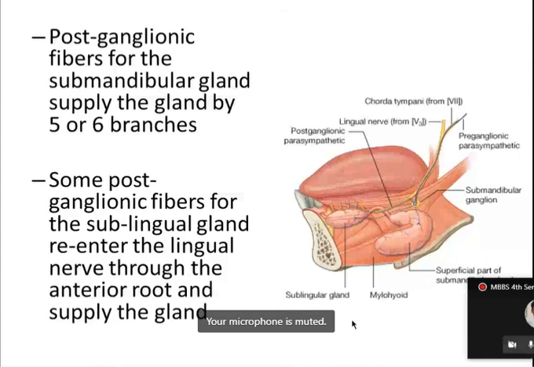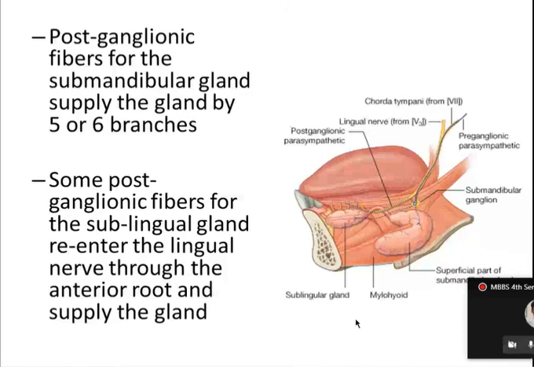So regarding the secretion of the glands, the submandibular gland has mixed secretion, especially the serous type, and the sublingual salivary gland has mucous secretion. Okay, so these are the secretions of these two glands.